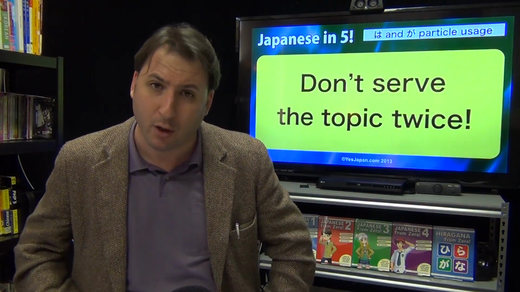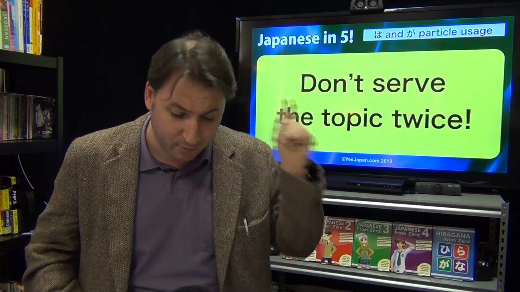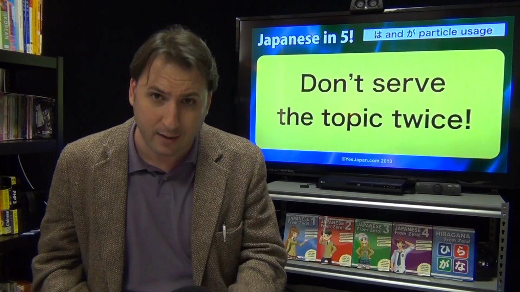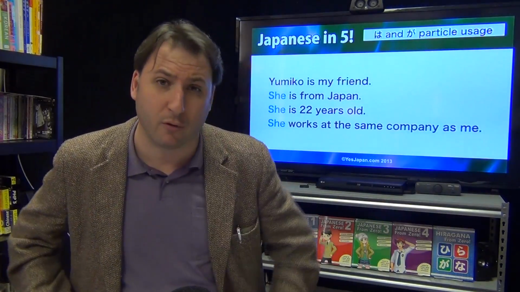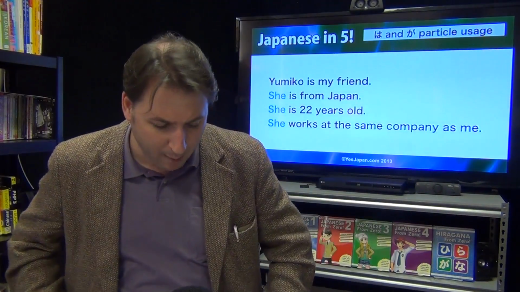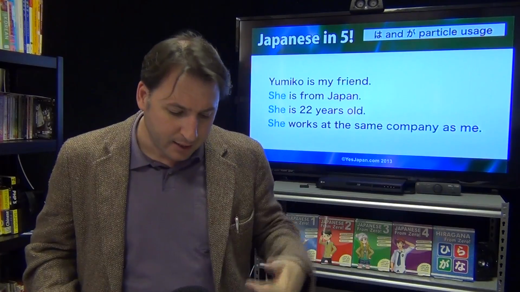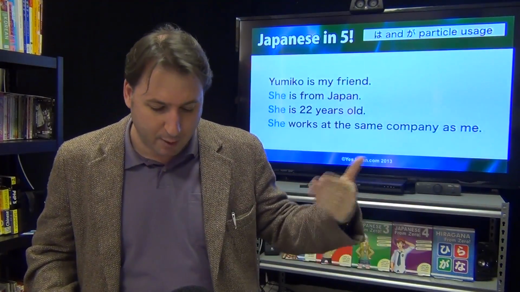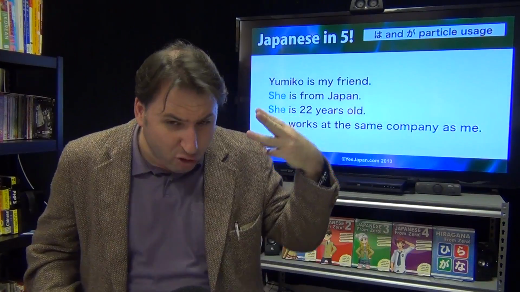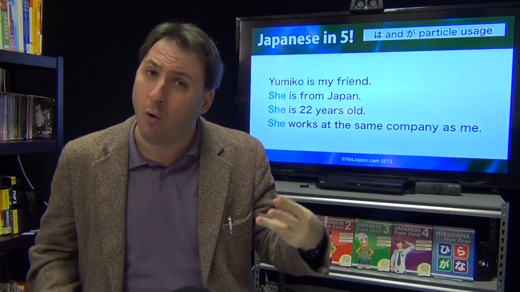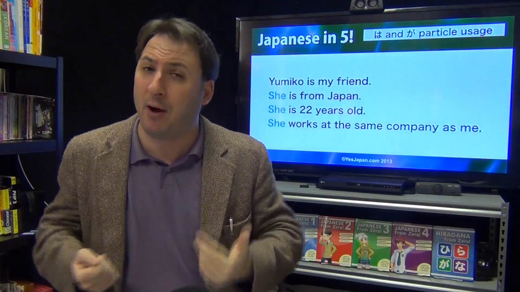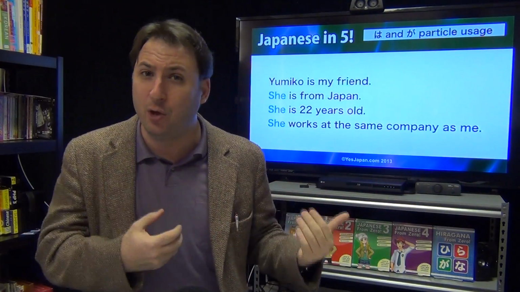Here's a rule that you need to remember. Don't serve the topic twice. What do I mean? Let's look at the way English works. If you look at this typical thing where I'm introducing my friend Yumiko, I'm going to say, Yumiko is my friend. She is from Japan. She is 22 years old. She works at the same company as me. I just said 3 she's in a row to prop up the topic. I'm essentially reminding people that I'm talking about a girl, and she is Yumiko.